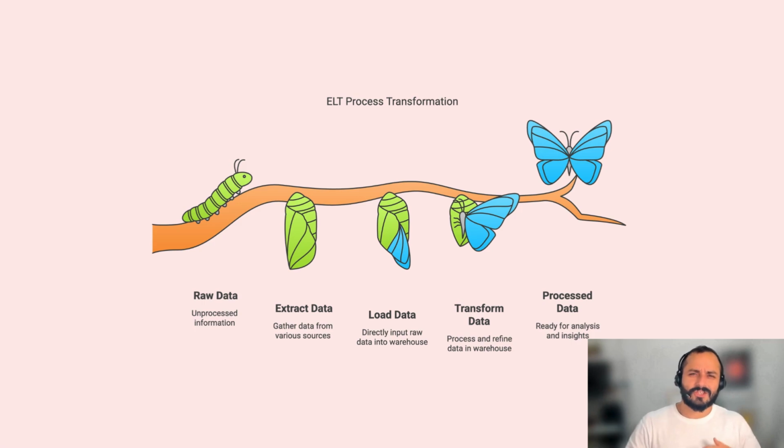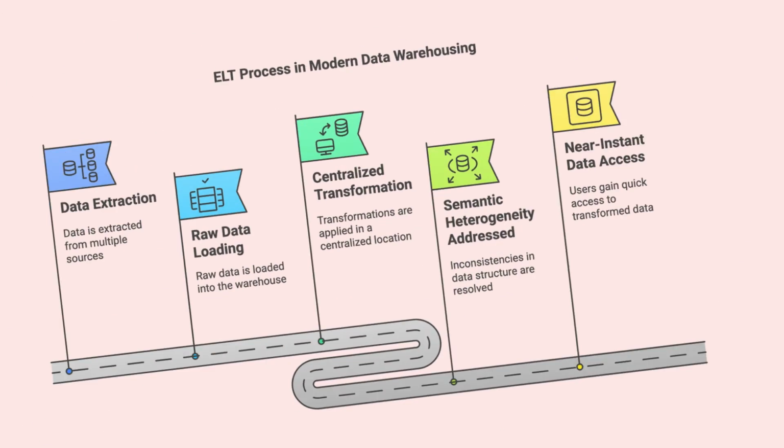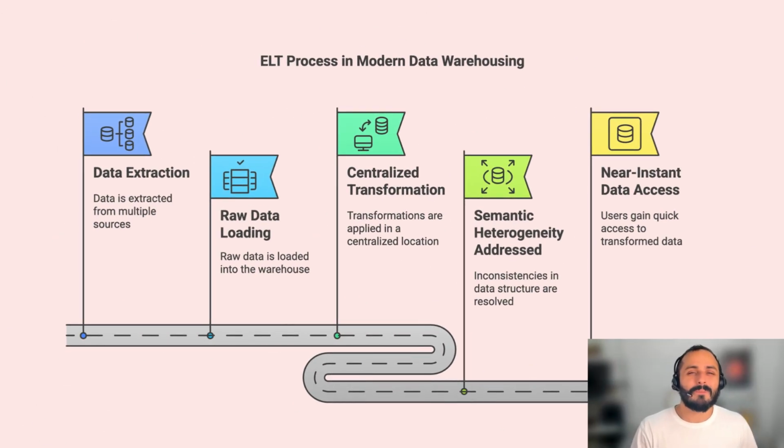First, data is extracted from multiple systems, just like in ETL, but instead of stopping for cleanup, that data is loaded directly into the warehouse in its raw state. Only after it lands does transformation occur, using the processing power of the warehouse itself. This approach aligns perfectly with modern cloud-based architectures.